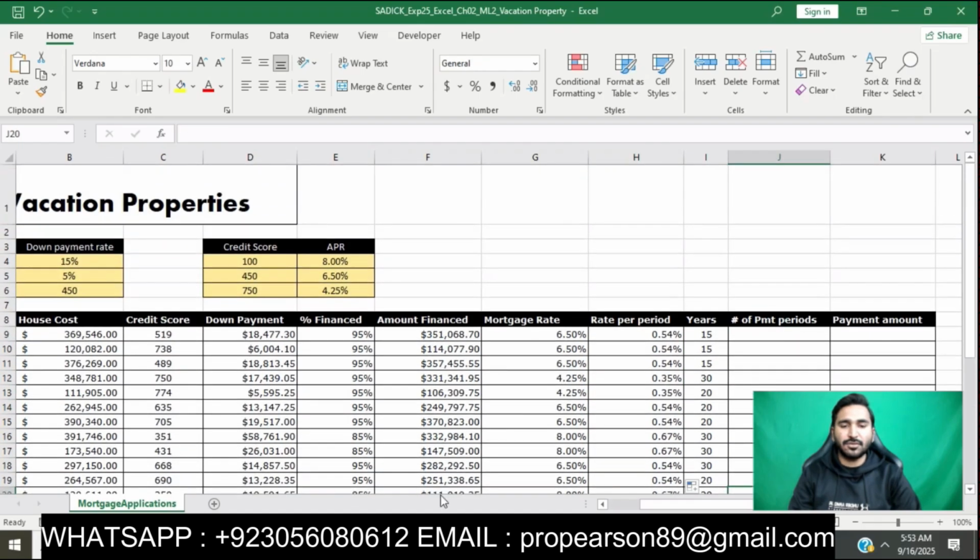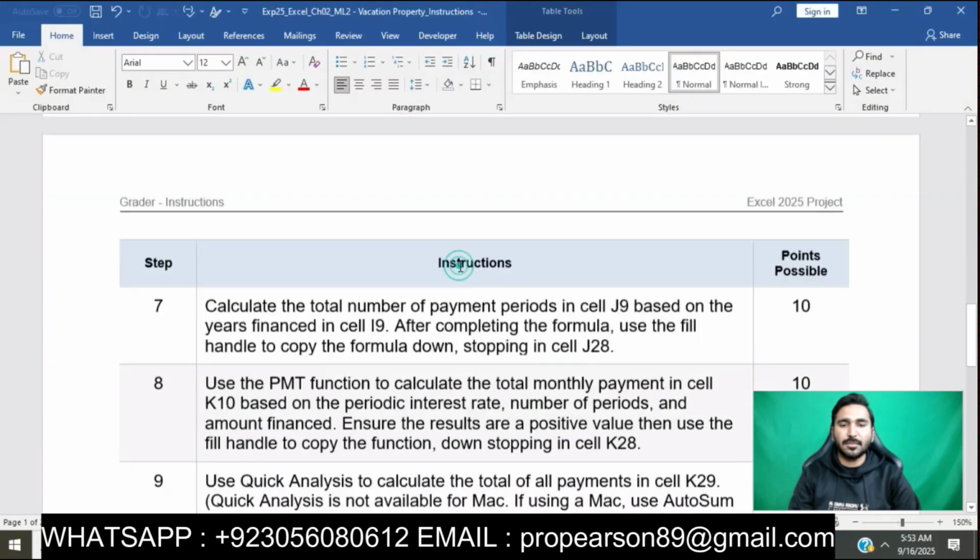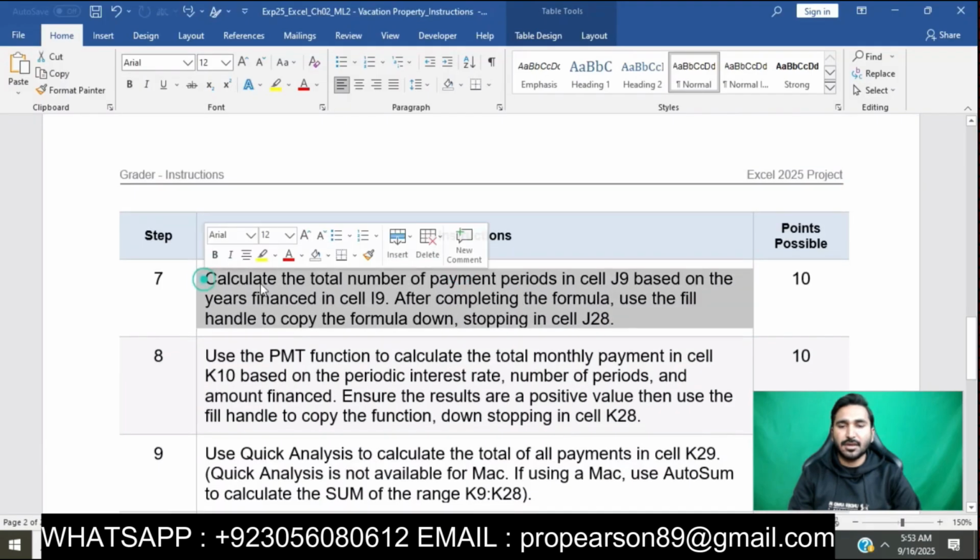Now I am going to do the next question of this assignment, question number 7. I have done 6 questions of this assignment so far. Calculate the total number of payment periods in cell J9 based on the years financed in cell I9. After completing the formula, use the fill handle to copy the formula down, stopping in cell J28.